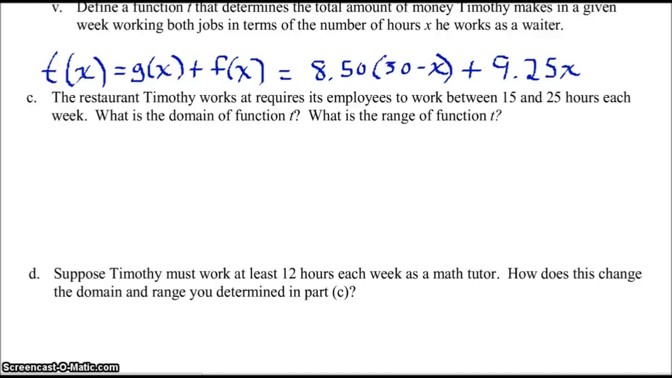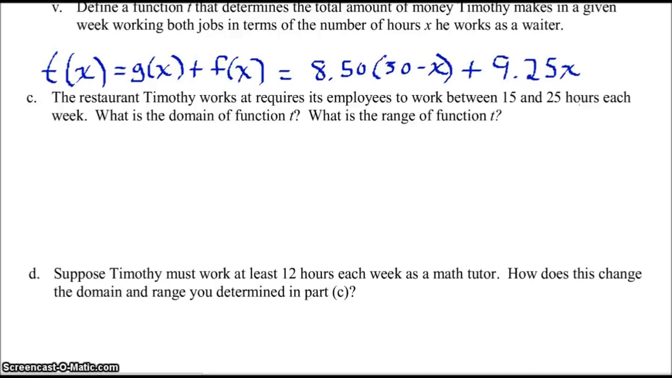So remember the domain, this all goes back to the definition. The domain is the set of possible inputs, and our input for this function T is x, and x is the number of hours worked as a waiter. And so if the restaurant requires that Timothy works between 15 and 25 hours, then the domain of the function is all the values 15, 16, 17, 18, 19, 20, 21, 22, 23, 24, 25, and even all the ones in between, like 15 and a half, 19.25. It's all the numbers in between 15 and 25.